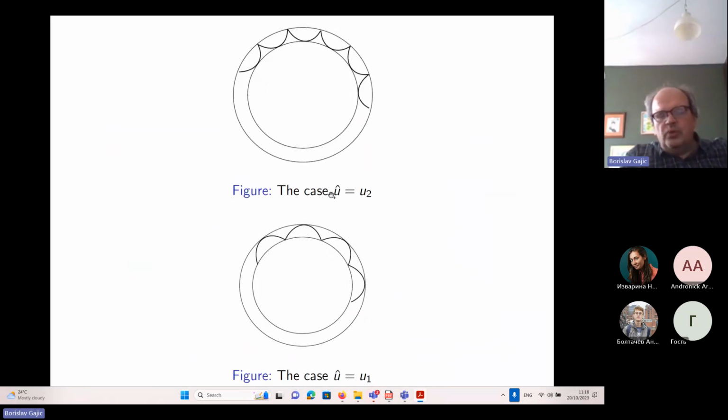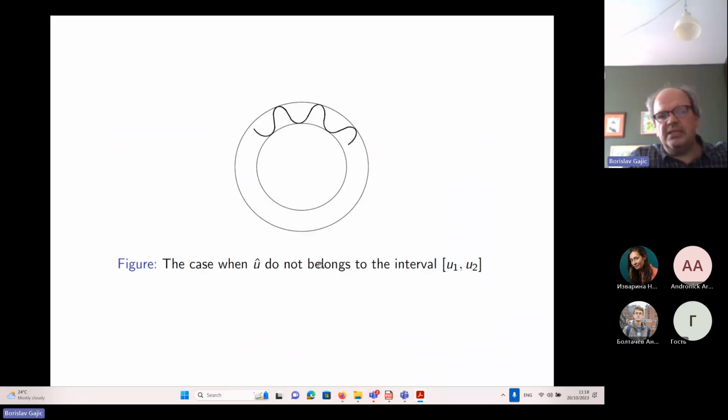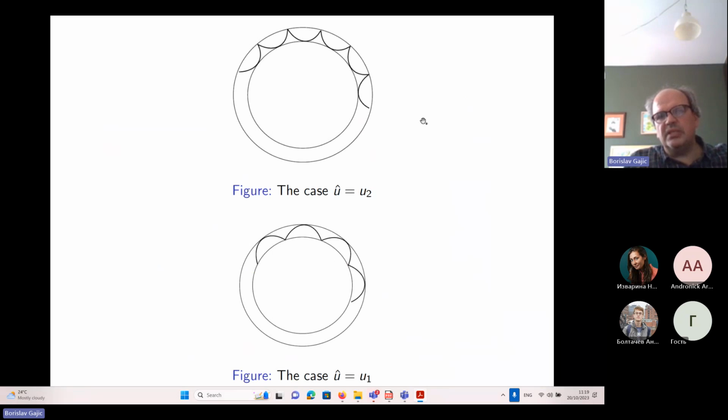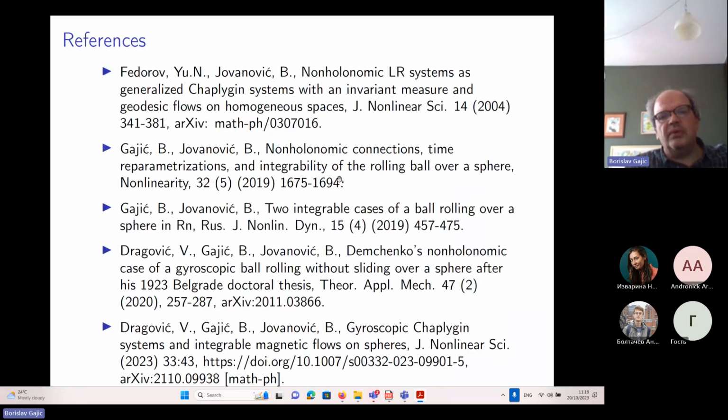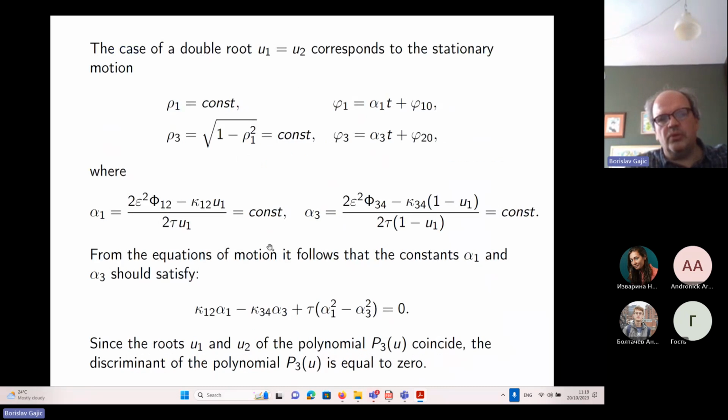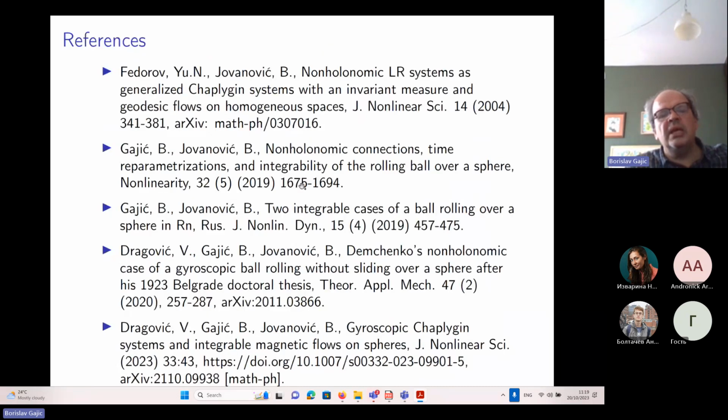When u kappa is equal to u2 or u kappa is equal to u1, then we have these situations, and in the case when u kappa does not belong to the interval, we have this situation. Similar pictures in the three-dimensional case, but with possible twisting, are given in Demchenko's thesis also. We also have the case of a double root. We have stationary motion, and there are references.